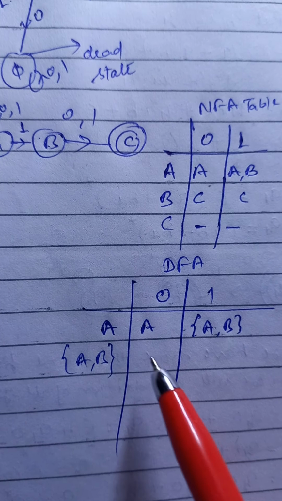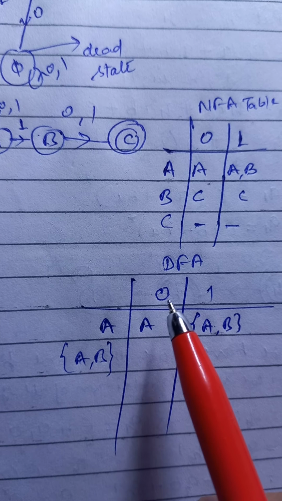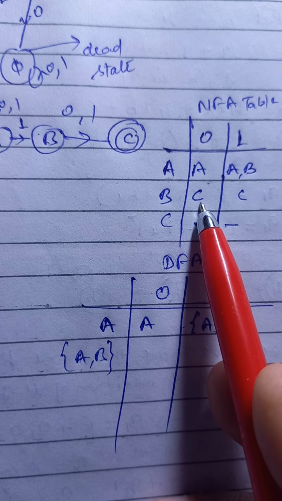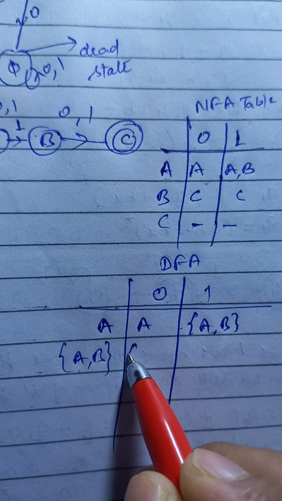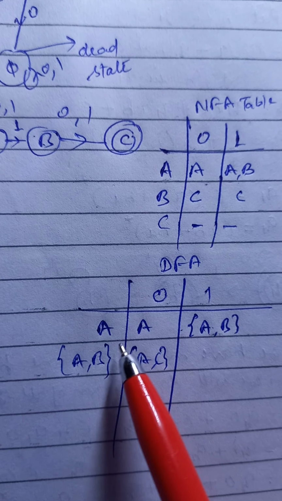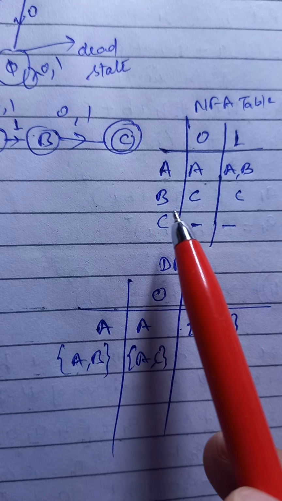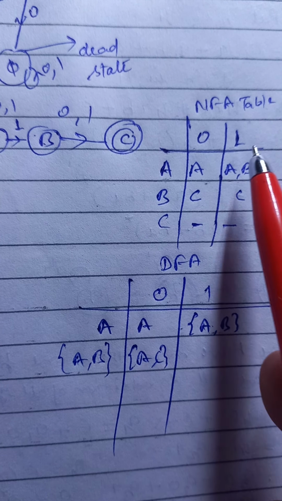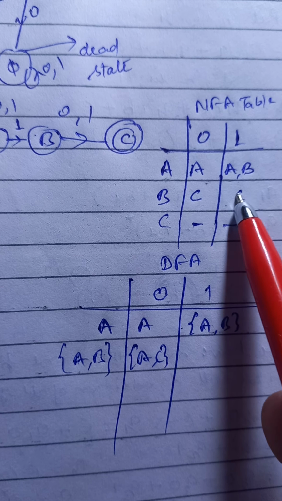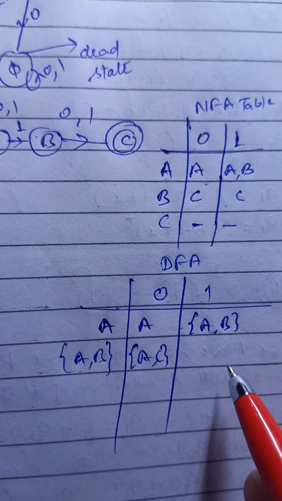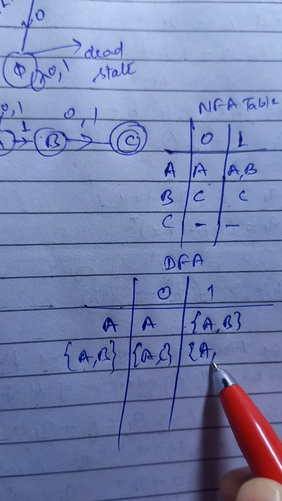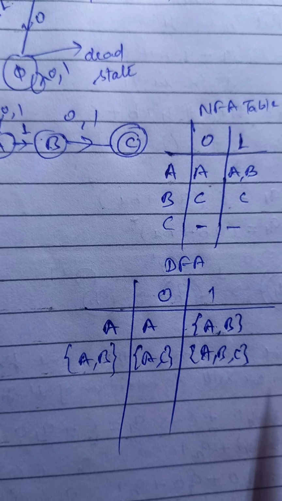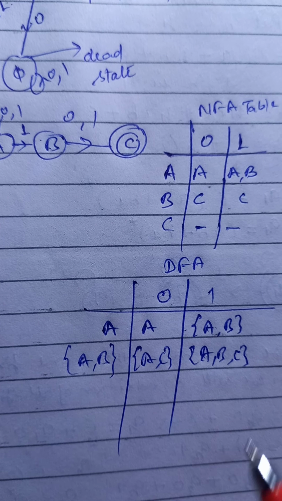So what will the transition be for AB? For A, where are we heading when the 0 transition is there? A, and for B, where are we heading? C. So what we will have here is A, C. And for AB, for the 1 transition, for A we have AB, and for B for the 1 transition we have C. So all of this will come: A, B, C. This new state came, which is ABC.